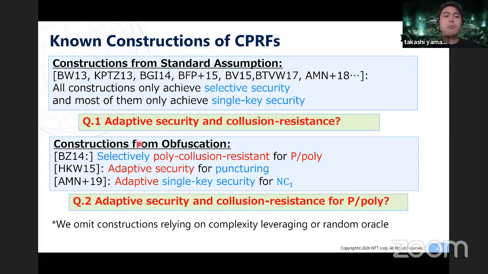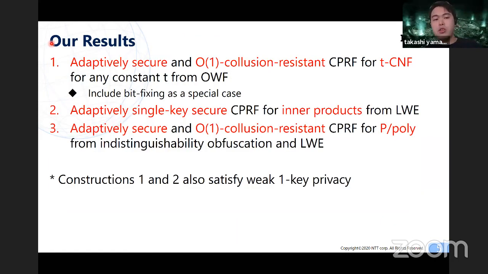In this paper, we give three new constructions of adaptively secure CPRF. Our first construction is adaptively secure and order-1 collusion-resistant CPRF for TC and F for any constant T from one-way functions. Here, TC and F is the class of predicates that can be expressed as an AND of many clauses that depend on at most T input bits. And especially this class includes bit fixing as a special case.